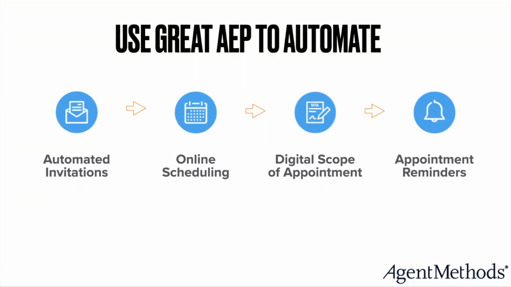So we send out invitations to your customers and contacts about meeting with you. We link that to our online scheduling where they can go pick an appointment, to a digital scope of appointment where they sign the scope of appointment. And then we have reminders that make sure that they show up, that if they have to change their appointment time, because something came up, they do that without a bunch of back and forth, with the goal of taking all this off of your plate so that you can just focus on talking to people.